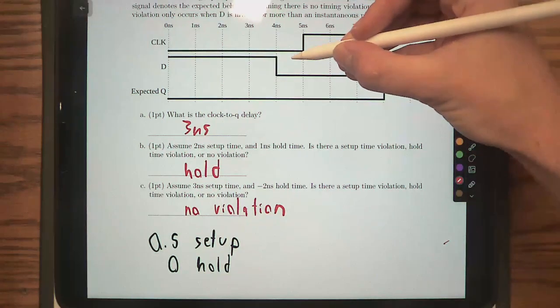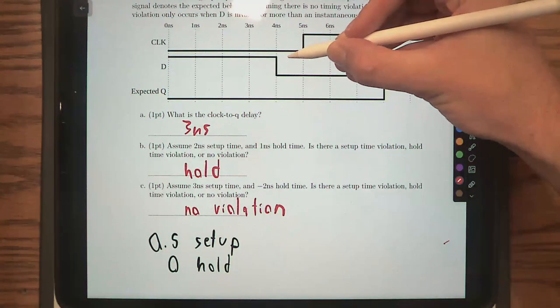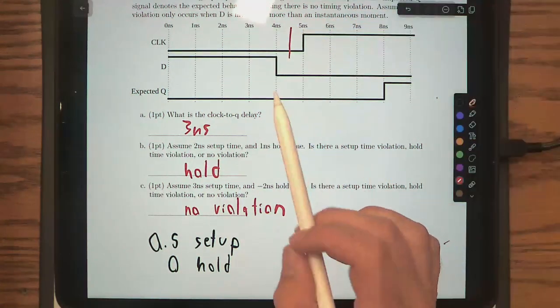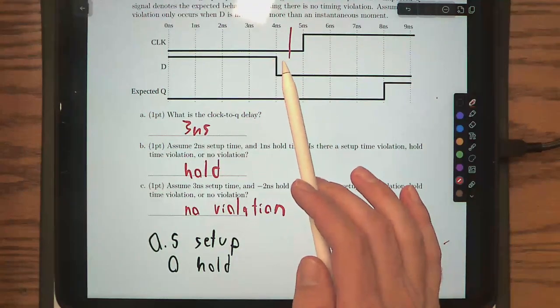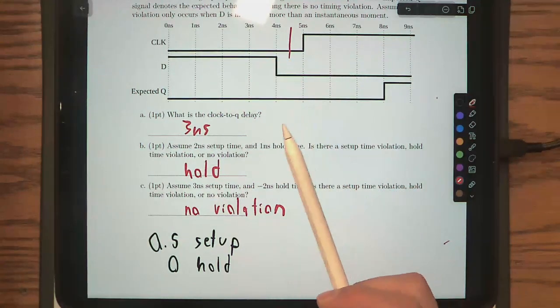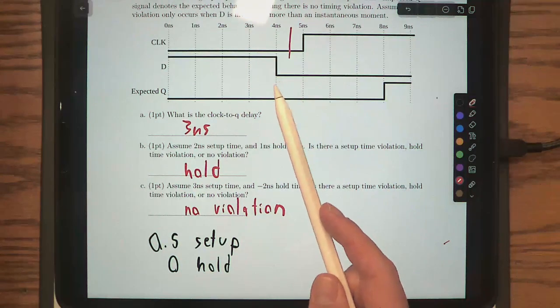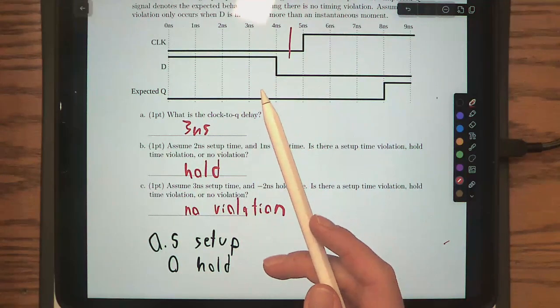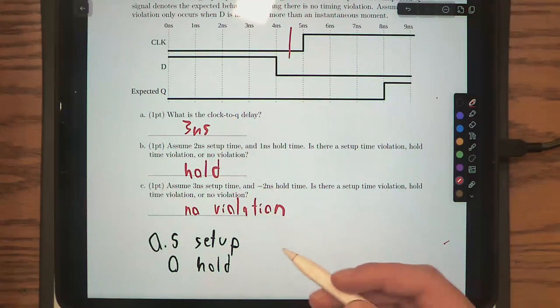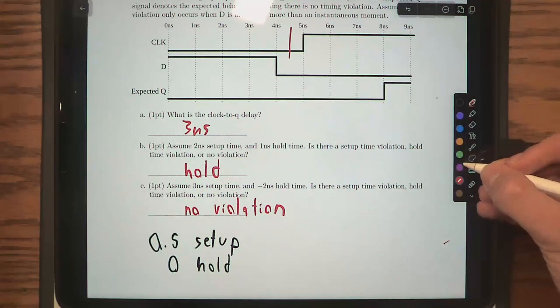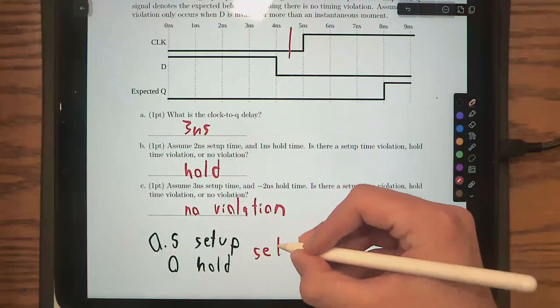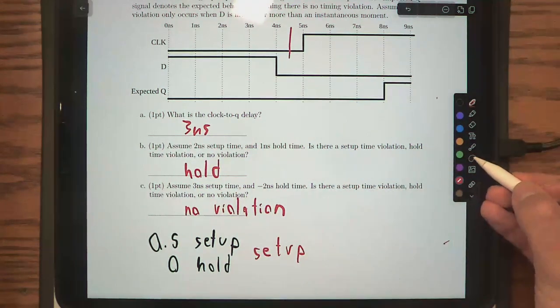So our aperture is going to start 1/2 nanosecond before the clock edge, so it starts right here. Is D set up to the correct value here? No. So this is a setup violation. Is this what we got?